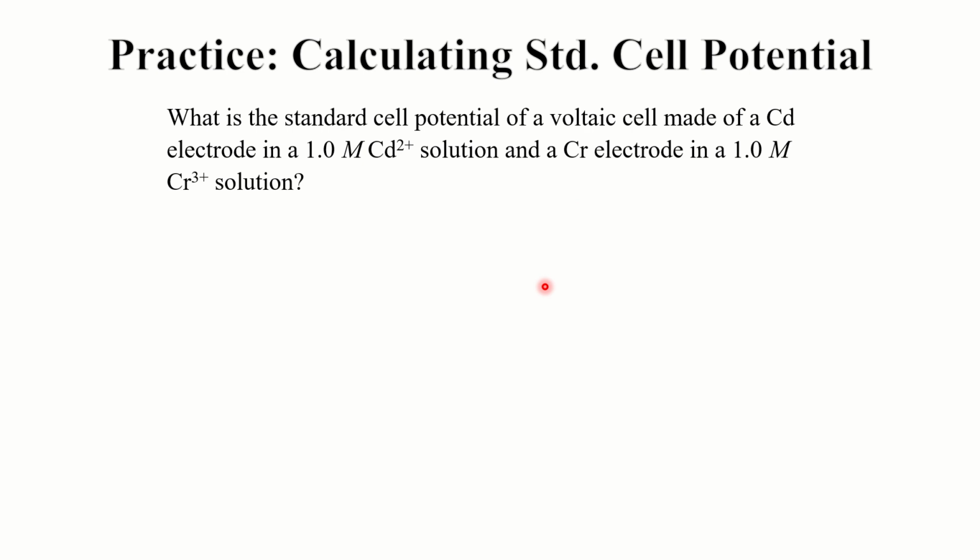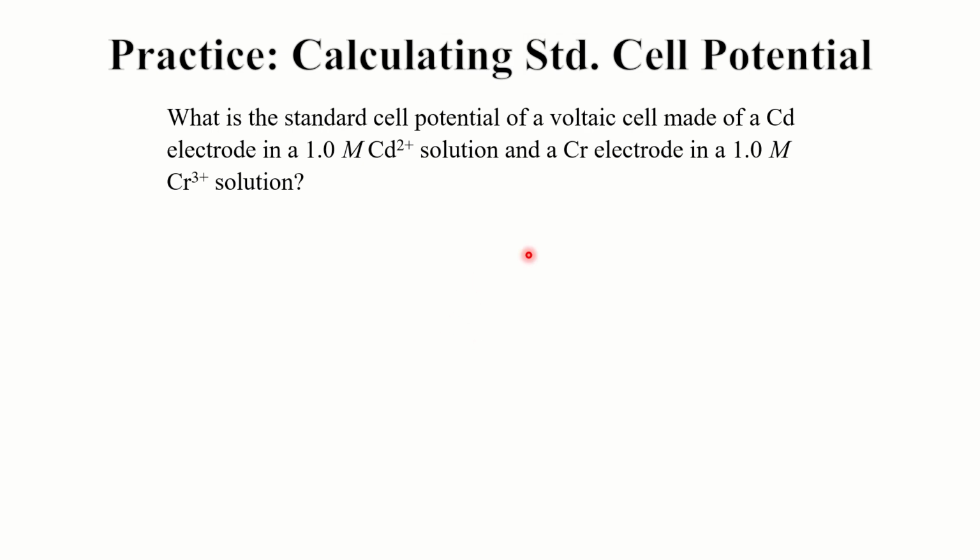I would actually encourage you to try and pause the video and answer this question on your own. So pause the video, write this prompt down, and then go back earlier in the video to where I showed the reduction potentials. Both of these half reactions are in that table I showed a few slides ago, so you should be able to come up with the answer for this problem. So again, go ahead and pause the video and give this one a try.